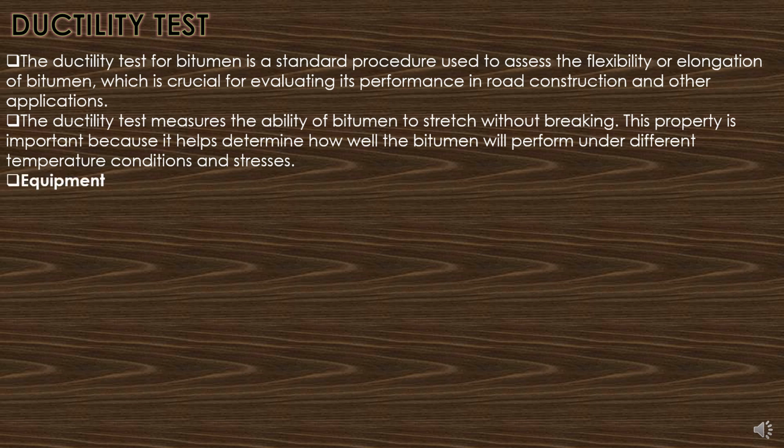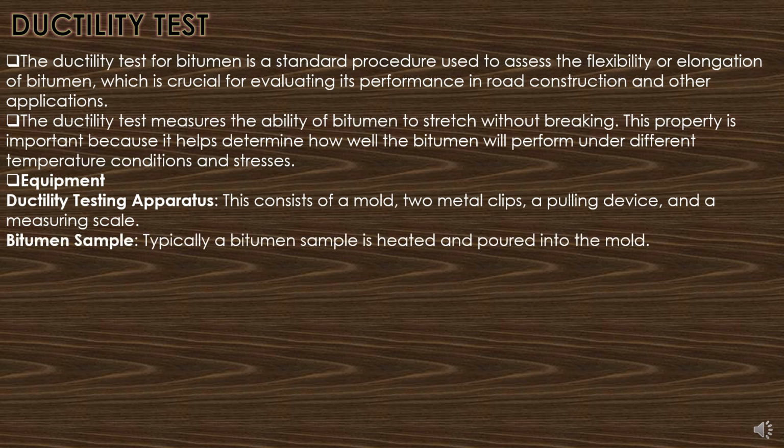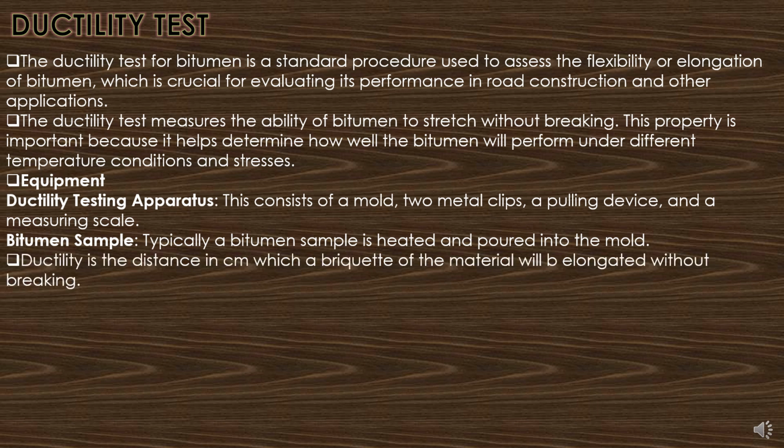The equipment needed for this test are a ductility testing apparatus and a bitumen sample. The ductility testing apparatus consists of a mold, two metal clips, a pulling device, and a measuring scale, and the bitumen sample is prepared. The ductility is the distance in centimeters to which the material will be elongated without breaking. The ductility is measured at the point where the bitumen breaks.